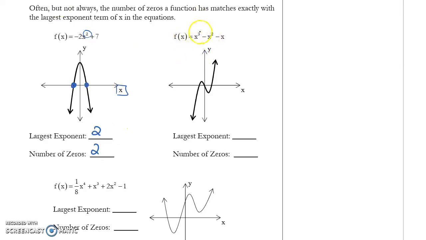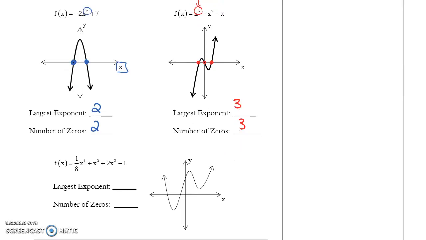In my next example, I have a 3, a 2, and a 1, but the 3 is the largest exponent. That's the key here. The largest exponent is a 3. How many zeros? 1, 2, 3. When 3 is the largest exponent, I could easily have 3 zeros. But it's not always the case. So you look at the equation here, and if you don't trust that that's the graph, it should look pretty close to that if you put that in your graphing calculator.